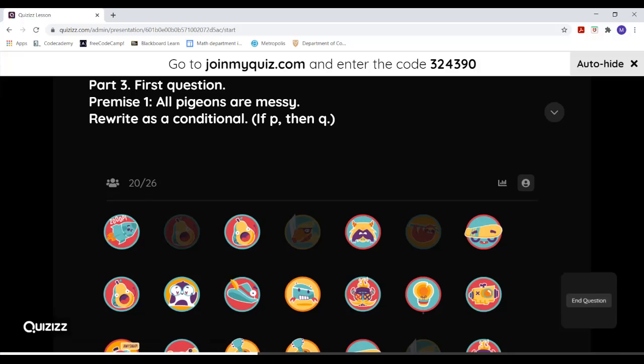We are analyzing arguments now. So this has quite a bit to fill out in each one of these little boxes, but we will break it down and go through it, and I'll show you how to fill this out. So all pigeons are messy. Rewrite as an if P then Q.